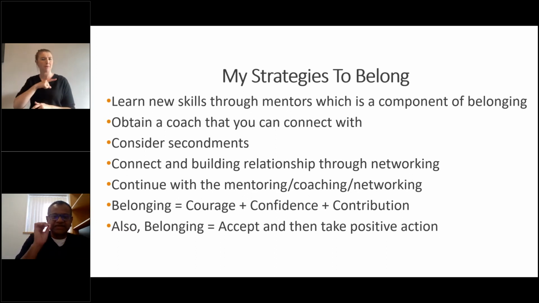But the key message here is the person who feels like they're belonging has the courage, the confidence, and the contribution. But my personal story is about accepting the situation that you're in. I'm not saying put up with it, but accept the situation, right, and take a positive action.